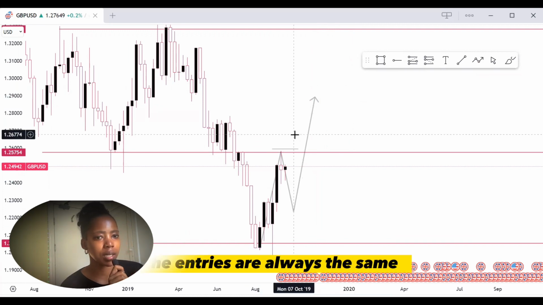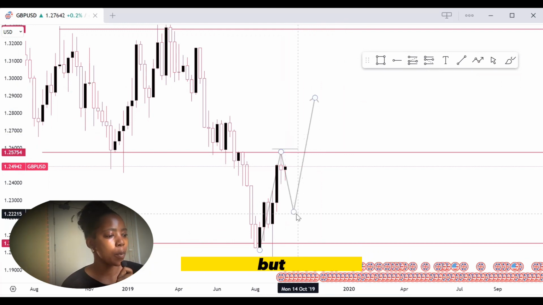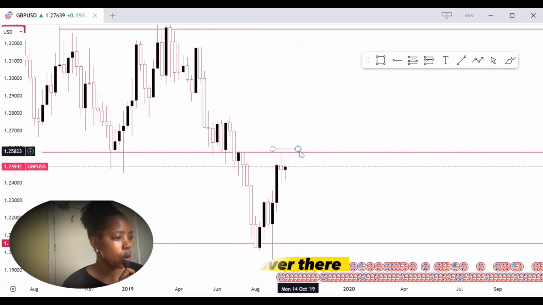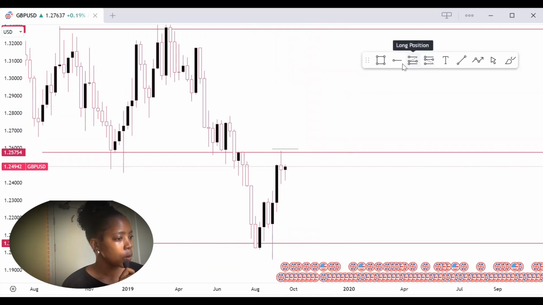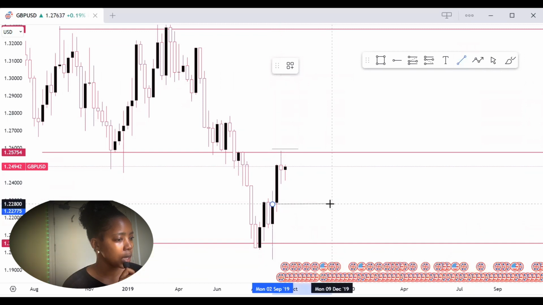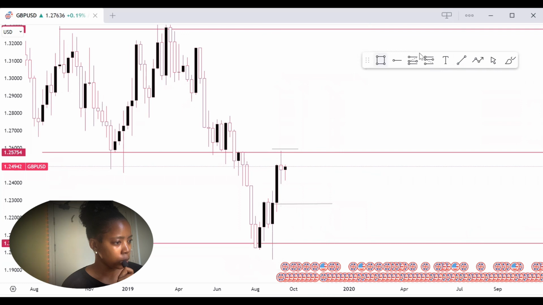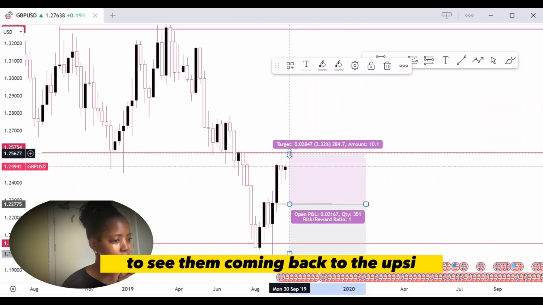The entries are always the same. I don't change nothing. I just wait for the market to come back to me. If I want, I will push down with the market, but most of the time, I'm just waiting for my C over there. So that's now our exit, okay? So we want now for them to come at least close over there for us to get an entry, okay? So we're going to go long, which is we are buying the market to see them coming back to the upside.